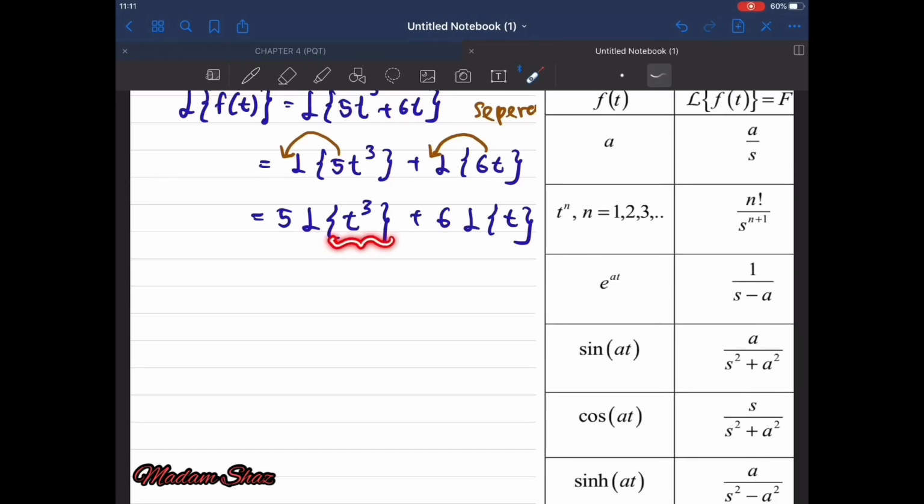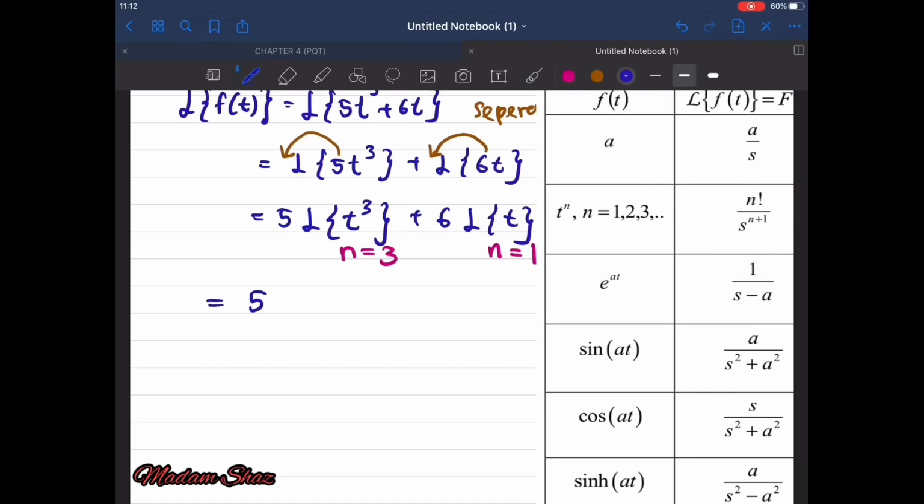For L{t^3}, you must refer to the function t^n. The answer will become n factorial over s to the power of n plus 1. So you have to determine the value of n. For L{t^3}, n is equal to 3. For L{t}, what is our n here? This one, n is equal to 1. Now write our answer based on this Laplace transform.